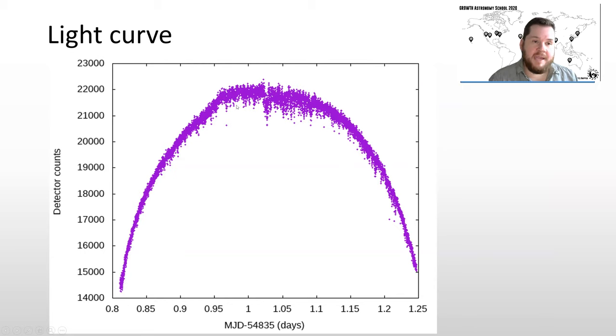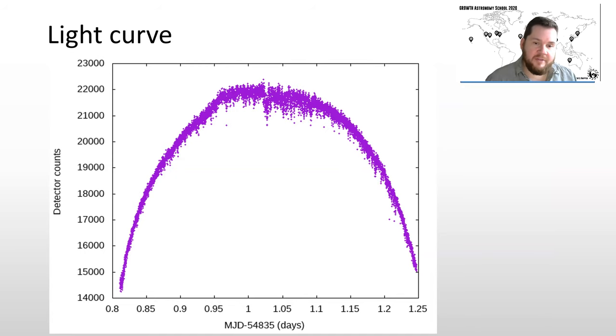This is made up of many individual data points. Each exposure here was, I think, around 10 seconds long, something like that. So there are very many points over the course of this time span. If you look at the x-axis, you can see this ranges from 0.8 to 1.25 days. So this is about half a day's worth of data. Half a day, I was observing for the entire night.